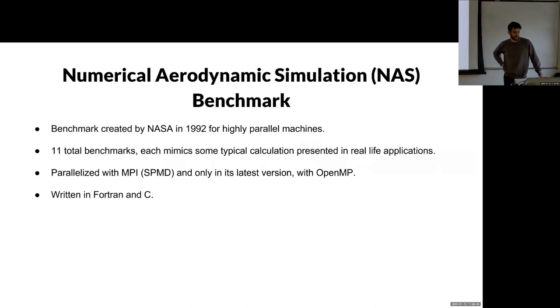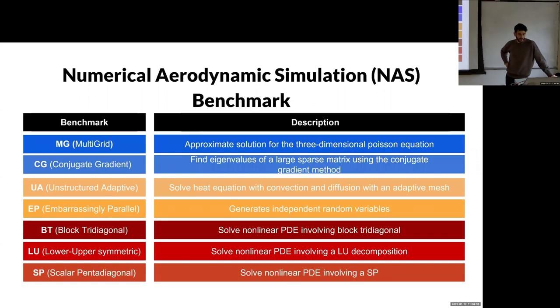So we took the same three tools and we looked at another benchmark, which is called NAS, which is Numerical Aerodynamic Simulation, which was created by NASA. It contains 11 benchmarks, which mimic real-life calculations that scientists execute every day. It is written in Fortran and C, and only in the latest version they updated it with OpenMP. We didn't take all the 11 ones. We only took multi-grid, conjugate gradient, which I think you saw in the homework, and UA, EP, and LU, which I also think you saw in your homework.